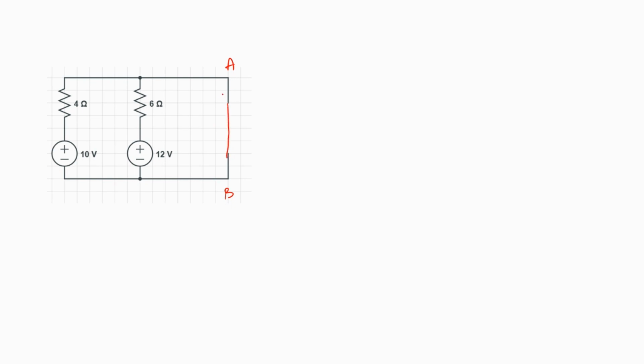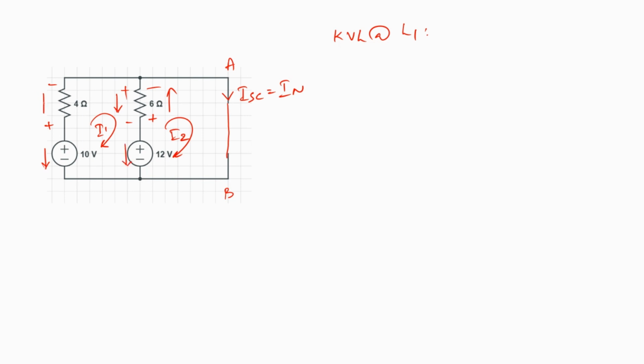The next step is to obtain the current ISC, which will be equal to IN, flowing through this AB. We can do that by applying mesh analysis. If this is I1 and this is I2, assumed in the clockwise direction, I can apply KVL to loop 1 and loop 2. Let me mark the directions: because of I1, I2 will be in this direction, so plus minus. These are the drops in the 6 ohm resistor. This is the drop direction for the 4 ohms, 10 ohms, 10 volts and 12 volts.